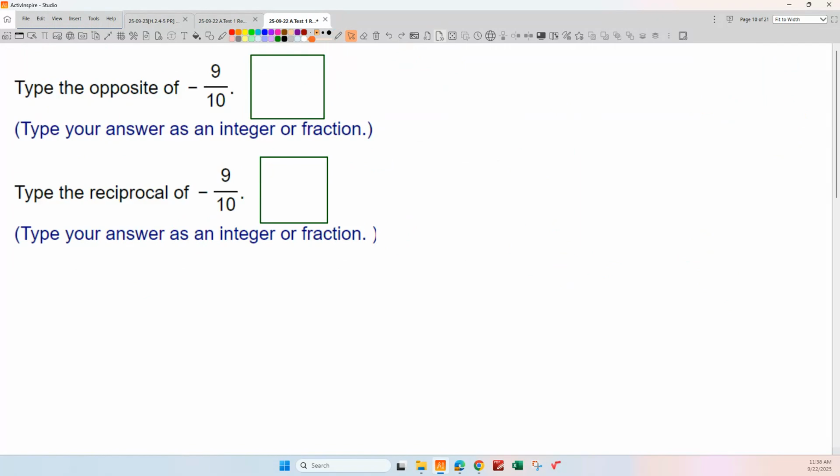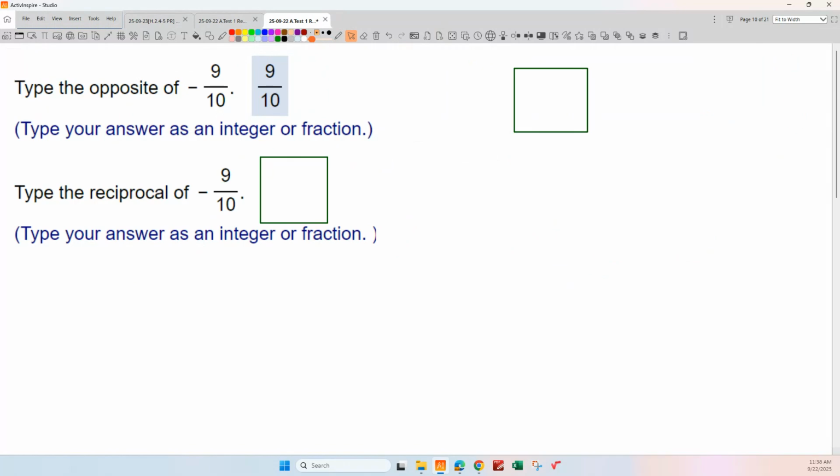Okay, just some more vocabulary stuff. What's the opposite of negative 9/10? Positive 9/10. What would the opposite of positive 7 be? Okay, good. What's the reciprocal of negative 9/10? Negative 10/9. I'm just going to flip the fraction.